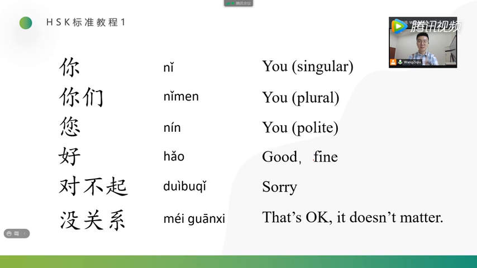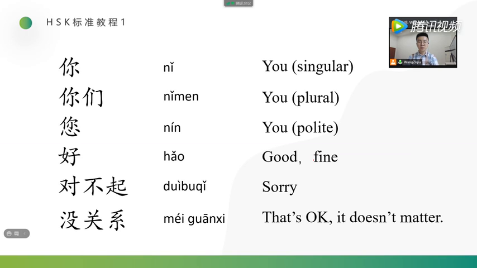好, it's an adjective, means good, fine. 对不起 means sorry. Sometimes it can also mean excuse me. 没关系 means that's okay. It doesn't matter.